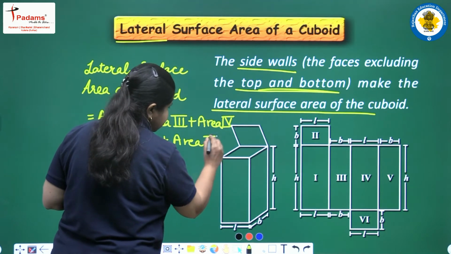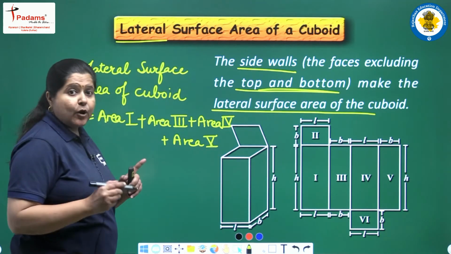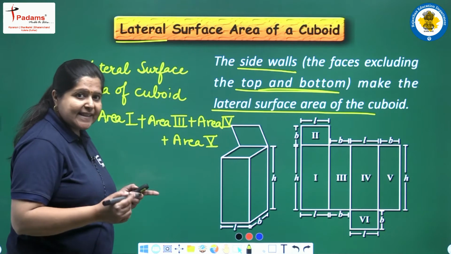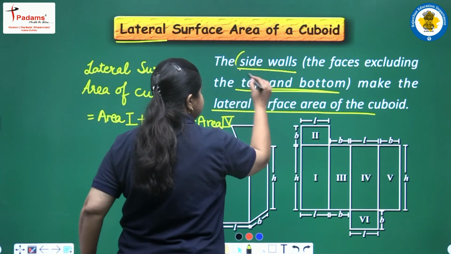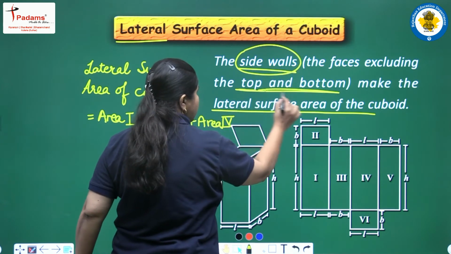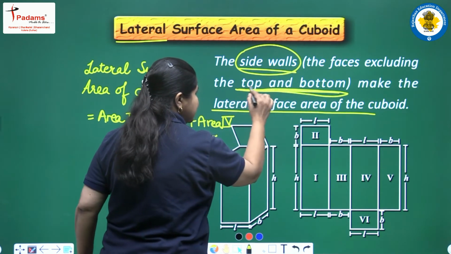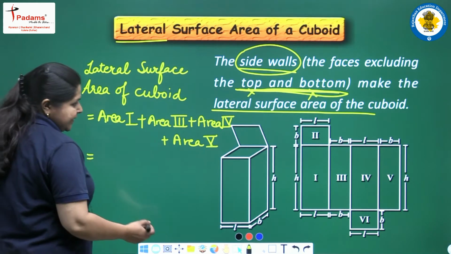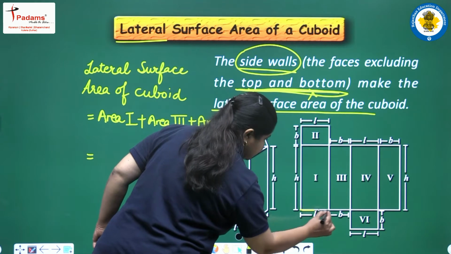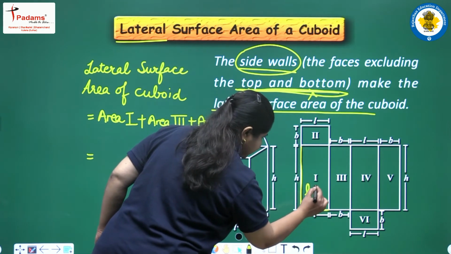We will not consider the second and sixth faces because these are the top and the bottom faces, and in case of lateral surface area we only consider the side walls, we exclude the top and the bottom faces. इनको हम नहीं लेते हैं. ठीक है, क्लियर है. अब फर्स्ट फेस का एरिया देखिए, इट इज लेंथ इंटू हाइट, L into H.